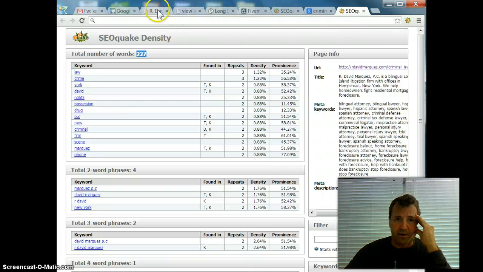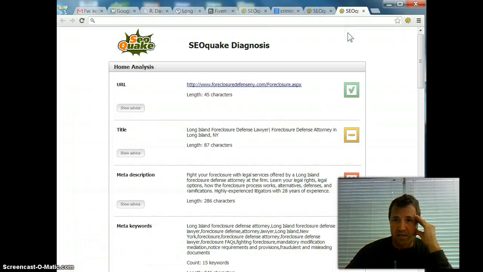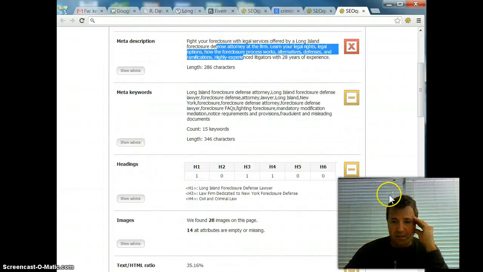So the other site you have, the second website, this one is better. I'm going to look at the diagnosis. It's got some of the important search phrases in the title. It has them a little bit in the description, but it's really underutilized. In fact, Google says it's not done right. And the keywords are wrong. They are unnecessary. The headings are good. Look, they have Long Island Foreclosure Defense Lawyer in there.